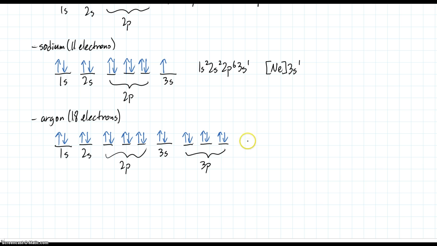The longhand notation would be 1s2, 2s2, 2p6, 3s2, 3p6, or starting with neon, we then add 3s2, 3p6. And one thing you may notice is all the noble gases we've looked at so far, helium, neon, and argon, all end with 2 electrons filling an s orbital and 6 electrons filling a p orbital.